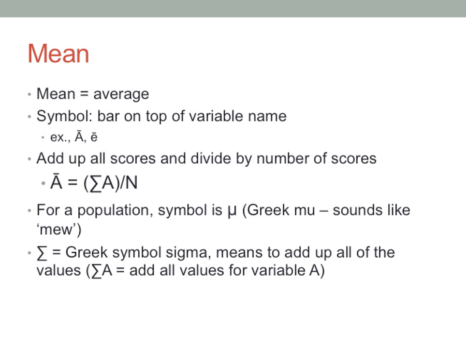All right, so let's get to it. So we're going to start off talking about the mean. The mean oftentimes is interchangeably used with average. We're going to stick with mean though. And the way that we're going to denote the mean is a bar on top of whatever our variable's name is. So for example, on the slide, you can see capital A bar. Well, that would just be the average of whatever variable A is. Or for E bar, that would be the average of whatever variable E is.